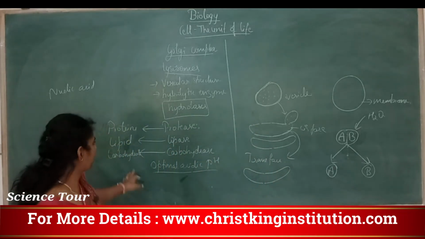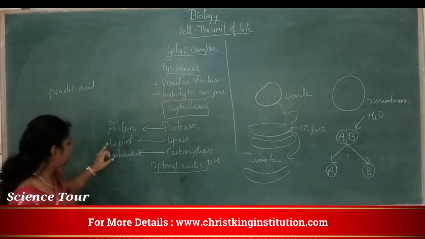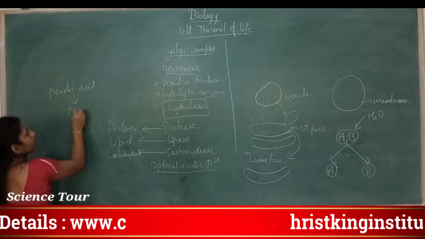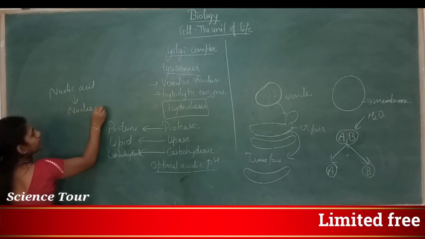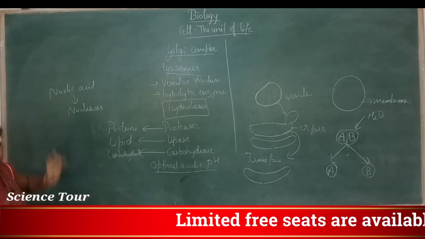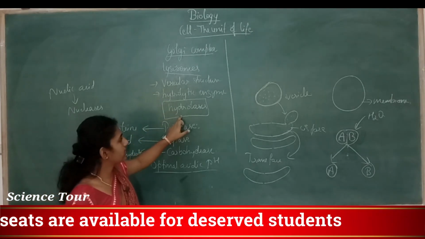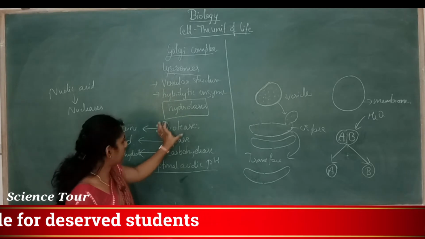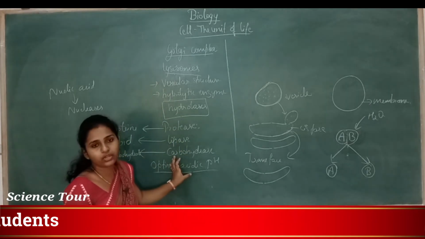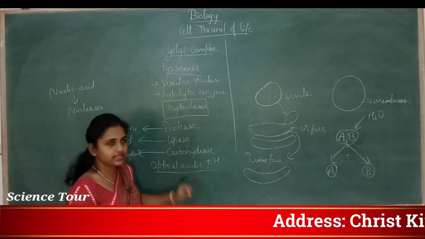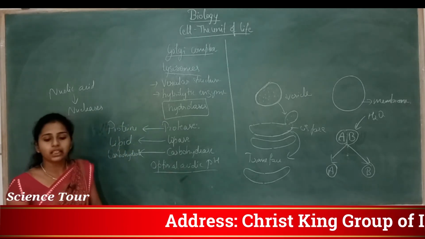Okay, capable of breaking down protein, lipids and carbohydrate. Nucleic acid is broken down by nucleases. Okay, nucleases nucleic acid ಅನ್ನ ಬ್ರೇಕ್ ಮಾಡ್ತದೆ. So these are the different types of hydrolases or hydrolytic enzymes. ಅದು ಯಾವಾಗ ಆಕ್ಟಿವ್ ಆಗಿರ್ತದೆ? Only in acidic pH. This is about the lysosome.